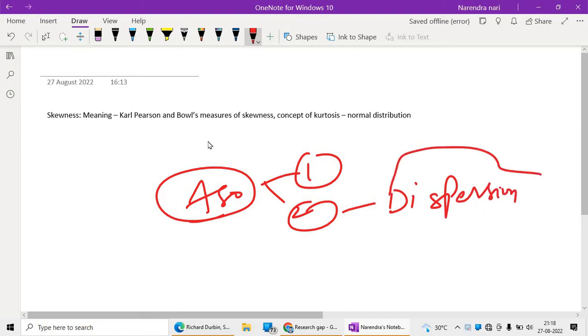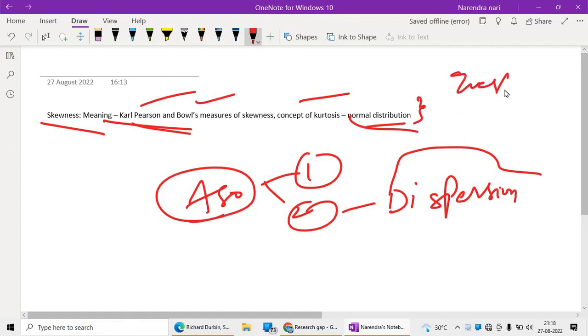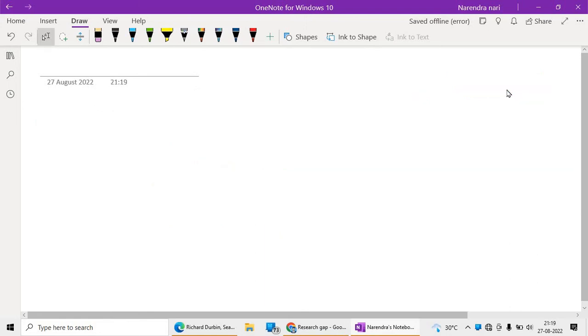Okay, so now the remaining part is skewness, then the different measures of skewness, that are Karl Pearson's and Bowley's measures of skewness, then the concept of kurtosis. So in the case of normal distribution, we will discuss these topics, then from the next lecture onwards we will discuss questions. Okay, so first, before going to skewness, I will discuss moments. Many moments are important, so I will discuss moments here.